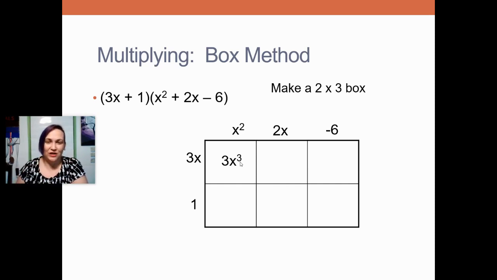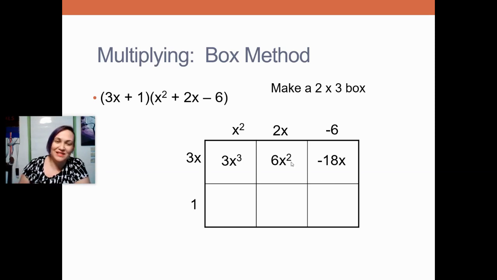I like to fill out the entire top row first. It's not required that you do it in that order. That's just my personal preference. So next I'll be going to the second box, which is on the first row and the second column. So I will be multiplying the 3x with the 2x. 3 times 2 is 6 for my coefficient. And then for my variables, I add my exponents. An invisible 1 plus another invisible 1 is 2. So 6x squared. Finishing off that top row, I'm still in the first row, and now I'm in the third column. So I will be doing 3x times negative 6, and that gets me a negative 18x.